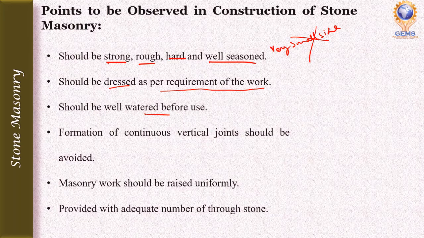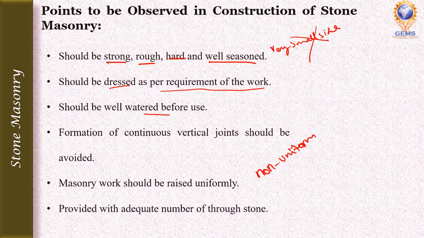Next, masonry work as far as possible should be raised uniformly. So if you are building up to 1 meter, then you have to uniformly build the surrounding walls up to 1 meter. So it should be raised uniformly. Why? To avoid non-uniform distribution of load to the foundation.